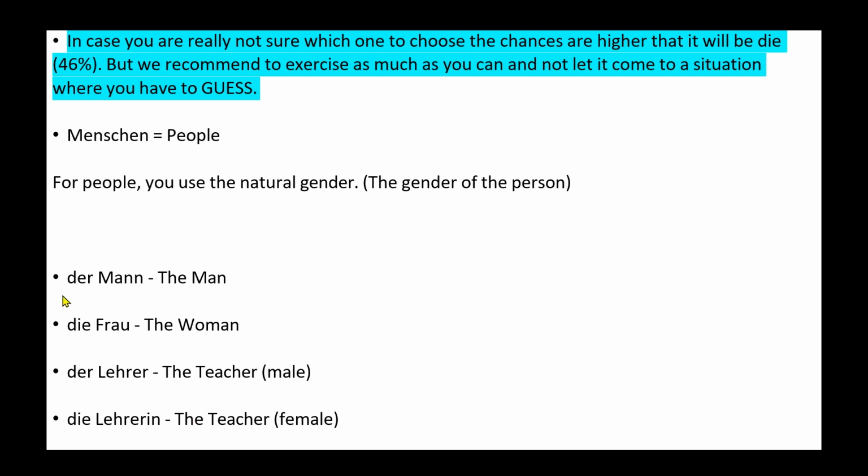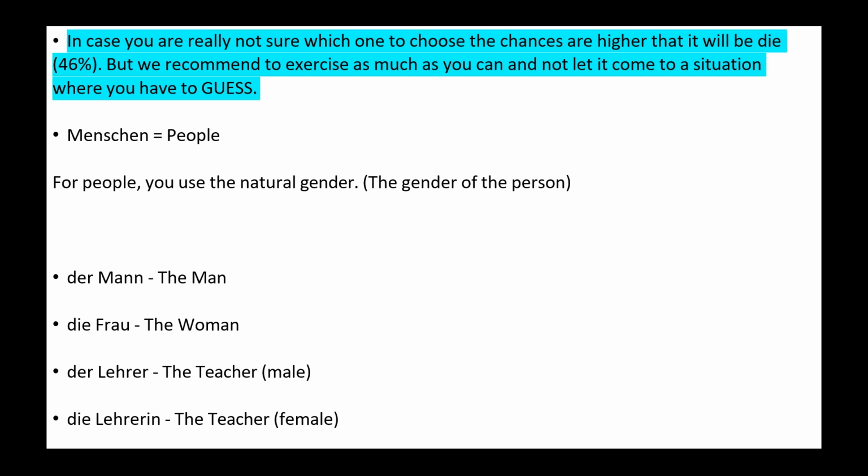So here we can see der Mann. What is a man? A man is someone who is male. So, the man. Die Frau. What is Frau? Frau is used for woman. Woman is she. This means die Frau. Woman is female. Der Lehrer means the teacher, the male one. Die Lehrerin, the teacher, the female one. As you can see, I have listed these here and you may guess it now. Moving on to the next slide.